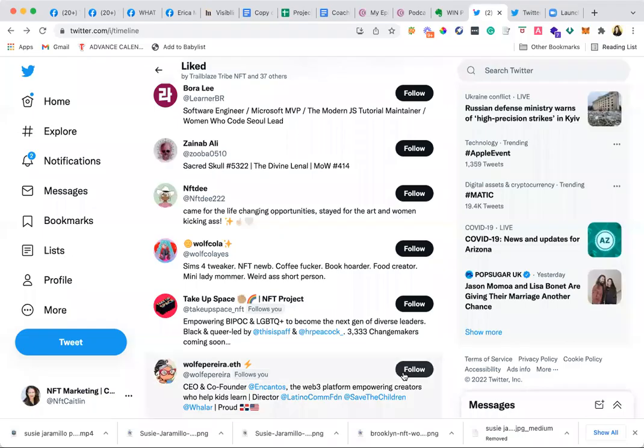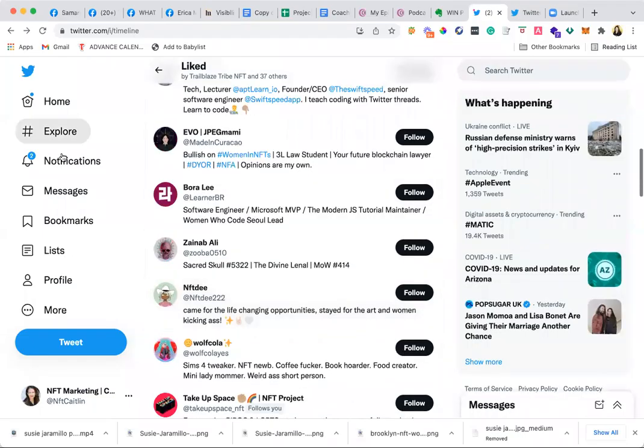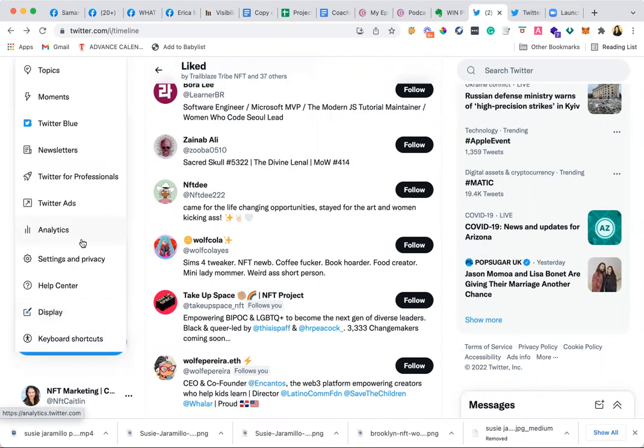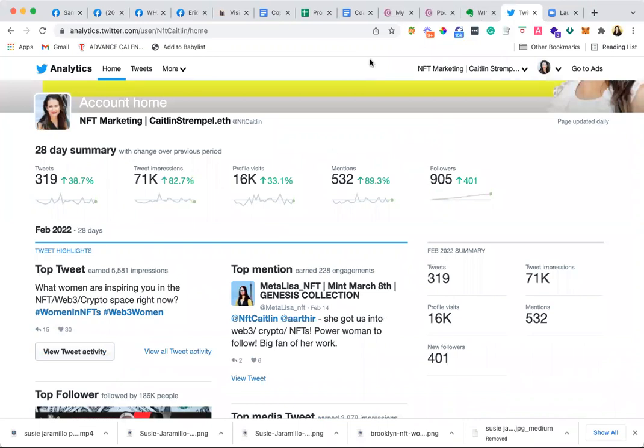One second, I'm just trying to find the tab that I need to be in. Okay, so right now you should see my Twitter on my screen. On the left-hand side where you see the tweet icon, scroll down to More, and then you're going to go to Analytics, which is basically in the middle of this drop down. Once you click on that, it's going to take you over to your Twitter analytics, which is so helpful.